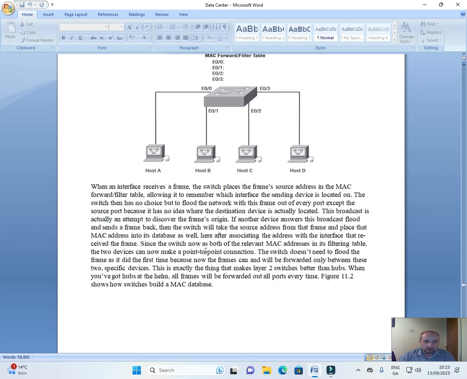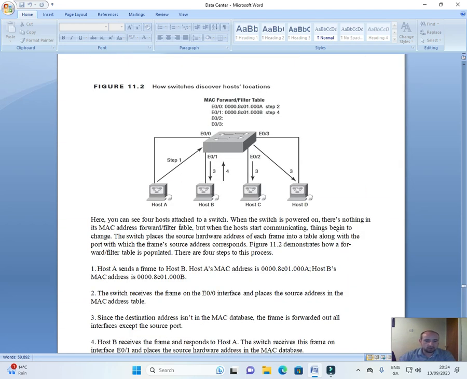Since the switch now has both of the relevant MAC addresses in its filtering table, the two devices can now make a point-to-point connection. The switch doesn't need to flood the frame as it did the first time, because now the frames can and will be forwarded only between these two specific devices. This is exactly the thing that makes layer 2 switches better than hubs. When you've got hubs at the helm, all frames will be forwarded out all ports every time. Figure 11.1 shows how switches build a MAC database.